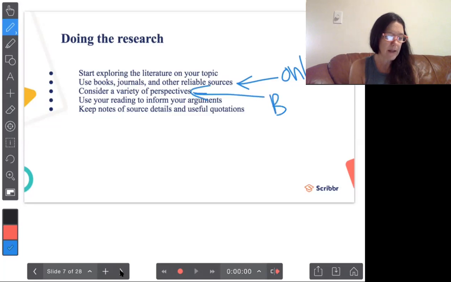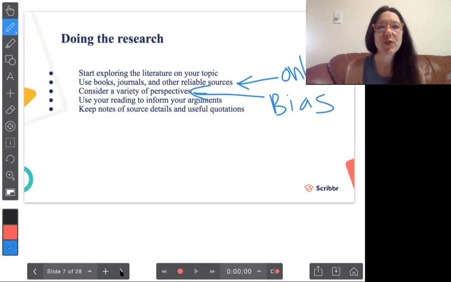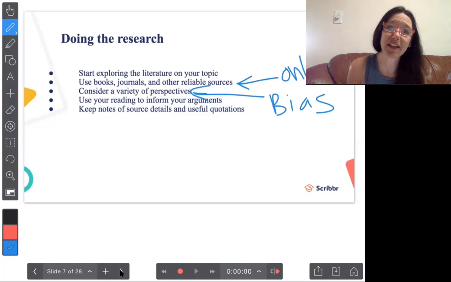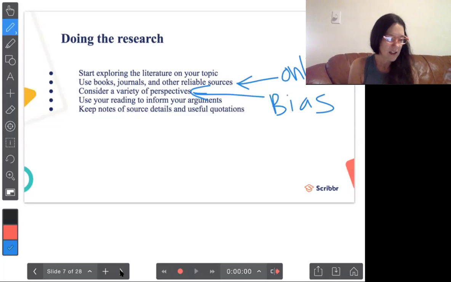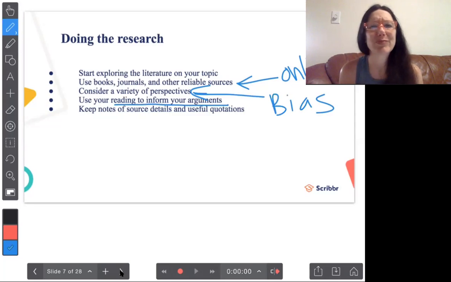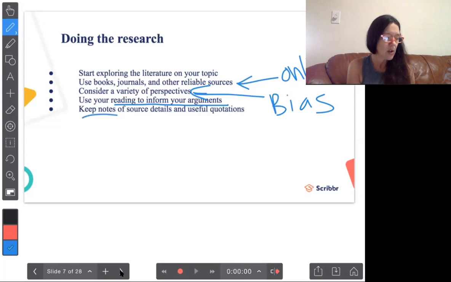You don't want bias. So if you're only using resources from CNN and somebody else is only using resources from Fox News, both of those are going to be biased. Reading to inform your arguments. Sometimes your research paper is not an argument, right? So keep notes. Yes. Okay.